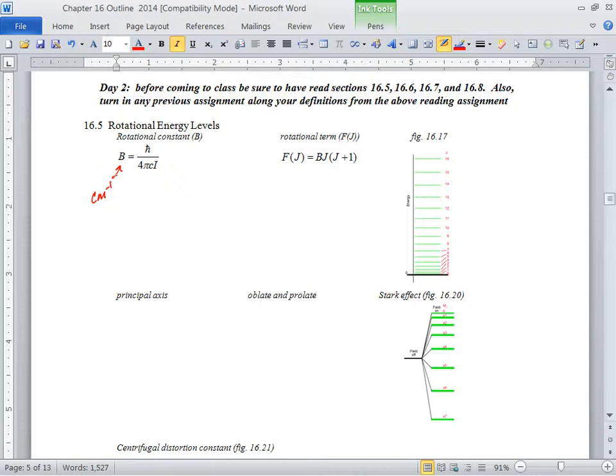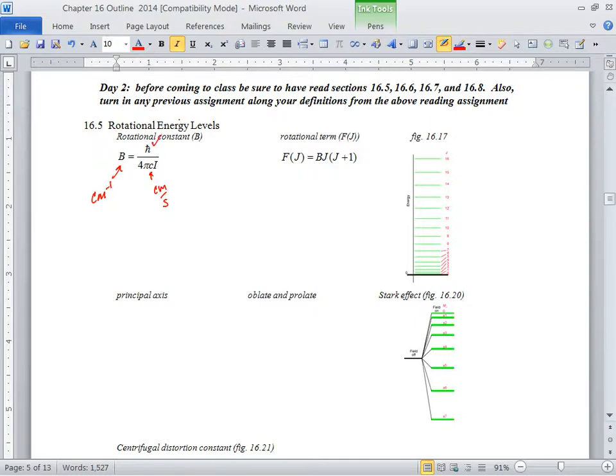So if that's in wave numbers, I think to make this work, c is the speed of light, but have it in centimeters per second. And we'll do some homework, but I'm pretty sure that's all you need to do to make sure that your B is in wave numbers. Just make the speed of light in centimeters per second. Everything seems to work out. What's h bar? H over 2 pi. Good, so we got that one.